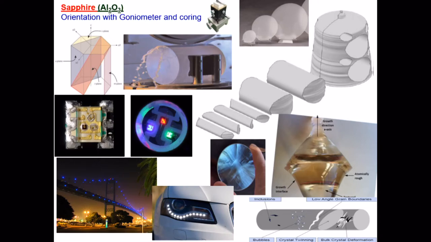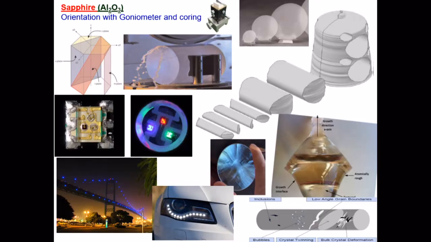So the sapphire is grown as a boule, then cored with a coring machine, then cut or sliced, then oriented and made into wafers. These wafers then go into devices. This is some kind of LED. All commercially available LEDs, light emitting diodes or laser diodes, use sapphire as a substrate. You can see the applications.